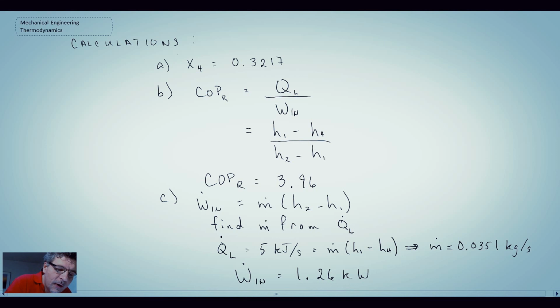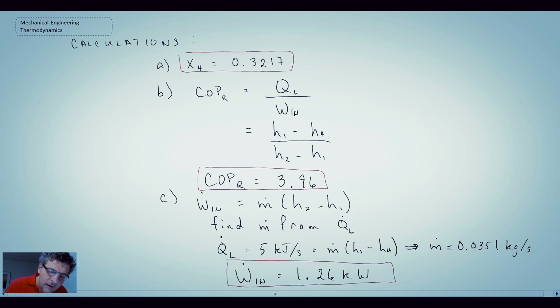So the answers to the problem: x4, we have the coefficient of performance, and finally the work into the compressor. And so that completes the example problem as well as concluding this lecture. Thank you very much.